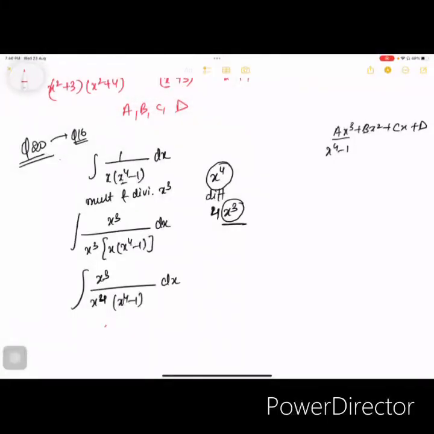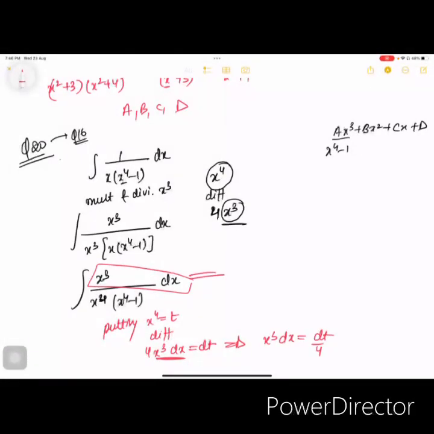Now putting x raised to power 4 is equals to t, differentiating, it will become 4x cube dx is equals to dt. And in numerator we don't have 4 with this term, so shifting it to the right hand side, it will become x cube dx is equals to dt upon 4. Putting these values, the question will become dt upon 4 t minus 1 dt, 1 upon 4 out of the integration because it is a constant term. Now please check, is it a simple question of partial fraction?